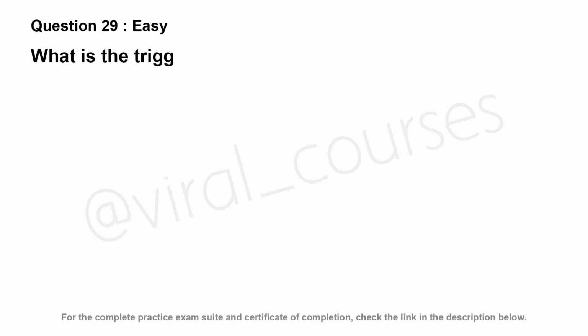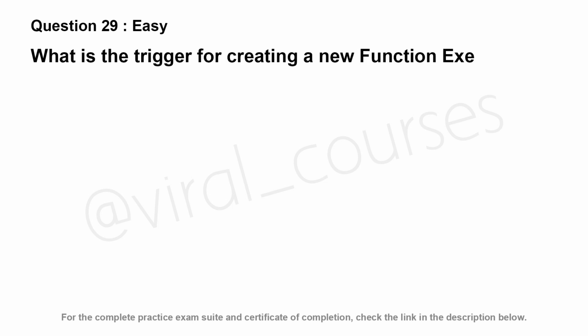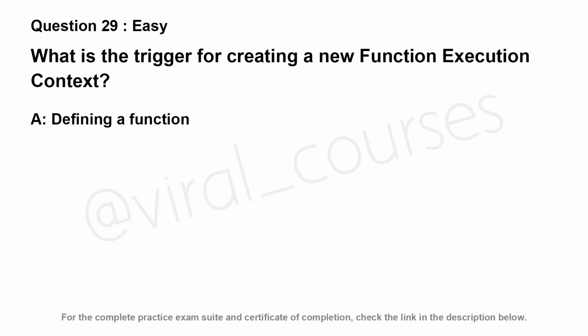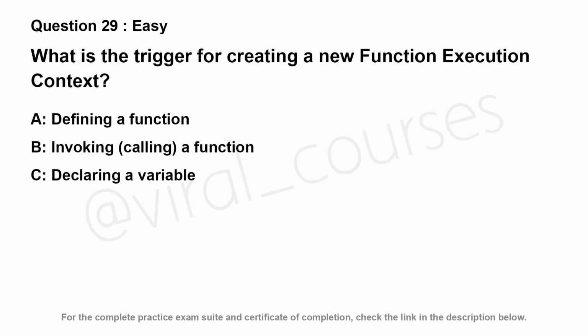What is the trigger for creating a new function execution context? Option A, defining a function. Option B, invoking, calling a function. Option C, declaring a variable. Option D, saving the JS file.